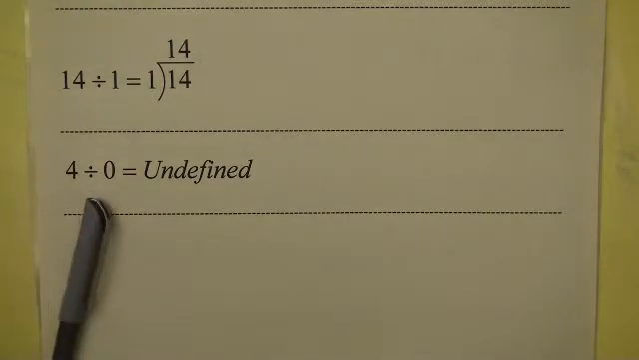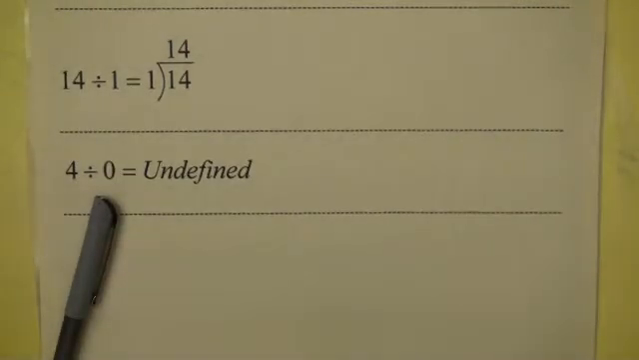Now 4 divided by 0, or any number for that matter divided by 0, is going to be undefined. There are 2 ways of thinking about why this is the case. The first reason is this. If you were to take the number 0 and try to put as many zeros as you possibly could inside of the number 4, you would end up with an undefined amount of zeros. That's one reason why 4 divided by 0 is undefined.